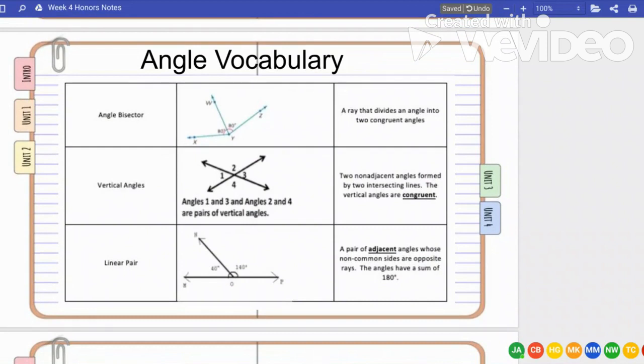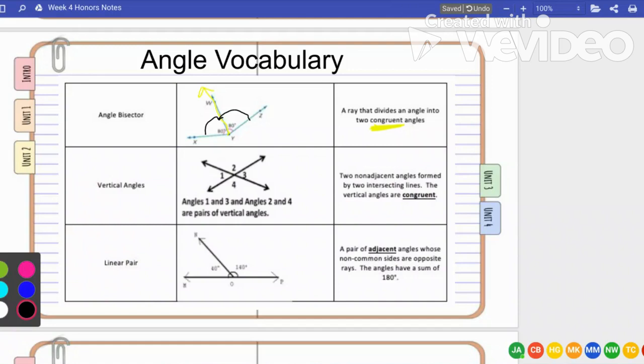Okay, angle bisector. An angle bisector splits an angle into two congruent angles. So my angle bisector is ray YW, and that creates two angles that are congruent. So we give them the same swoosh. In my picture, I put 80 degrees and 80 degrees. So those two angles are equal or congruent to each other.